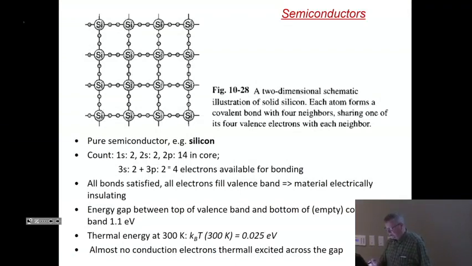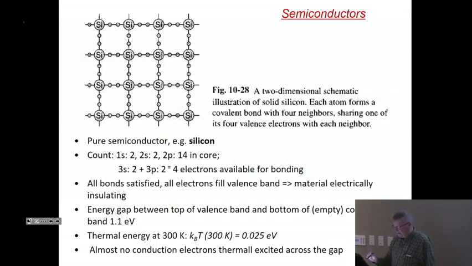Okay, so we can do the count. 1s, we have 2. 2s, we have 2. 2p, we have 14 in the core. 3s, we have 2, and 3p, we have 2. It's not p electrons, it's both s and p's. So we have 4 electrons available for bonding. But since you have 4 neighbors, all the bonds are satisfied, and the electrons fill a valence band. None of these electrons become free electrons.